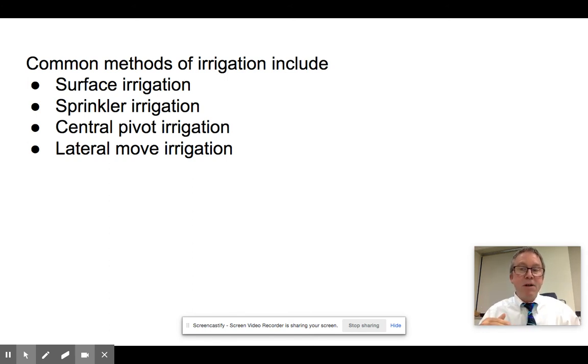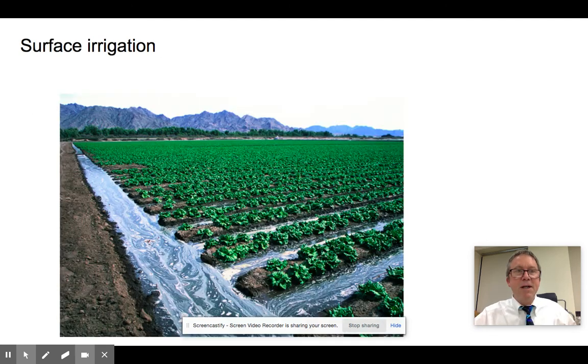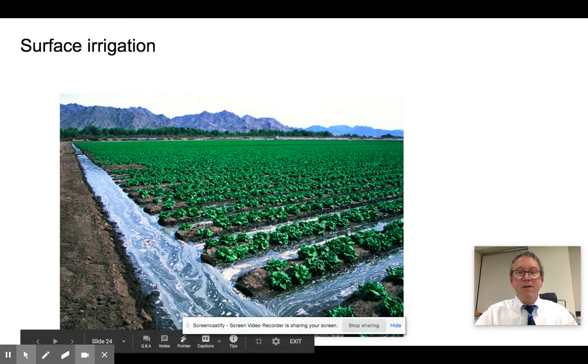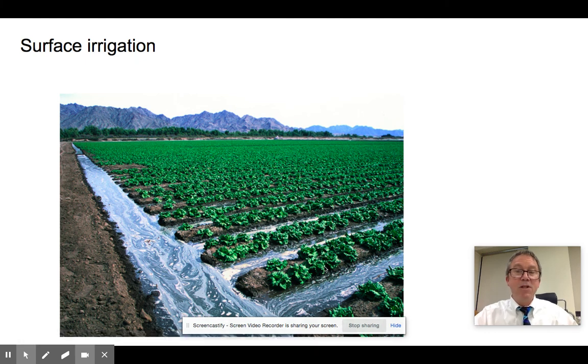Now, there's different types of irrigation. All right, there's surface irrigation, sprinkler irrigation, central pivot, lateral move. There's other ones too, but let's just look at these in turn. Okay. Surface irrigation is very wasteful. Basically, you just have these furrows between the plants, and you just flood the field, and some of that water sinks in, but you can see a lot of it is going to run off, and worse yet, a lot of it just evaporates up into the air.